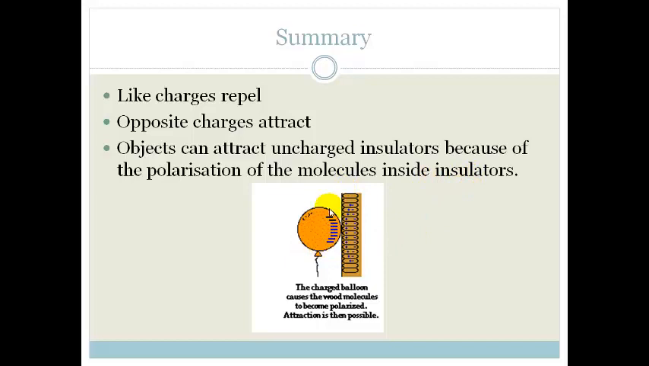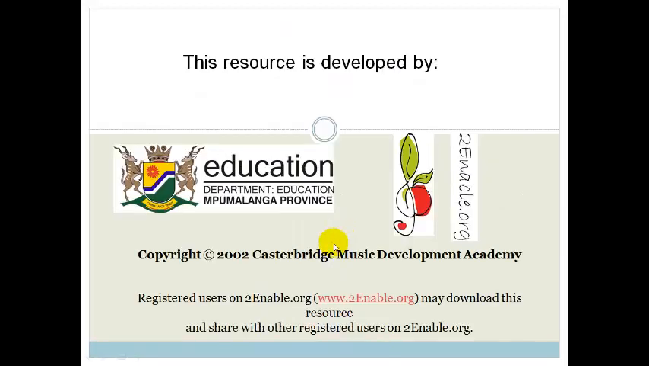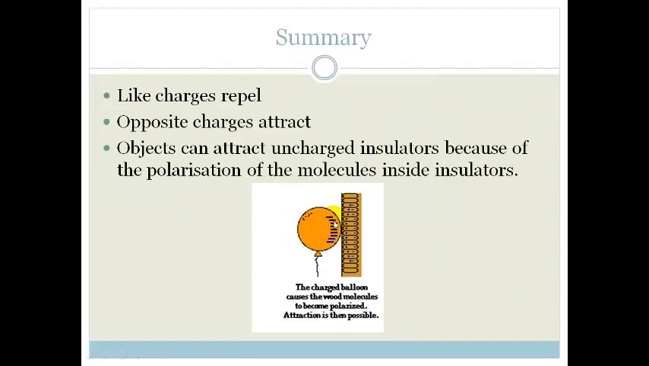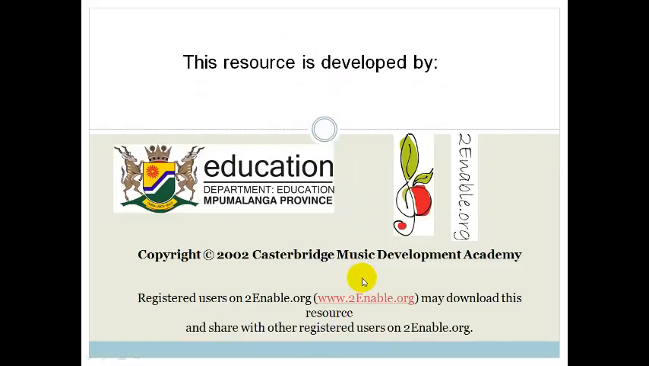There was this balloon, and these are the little molecules, and because the balloon is negatively charged, it causes the electrons to be repelled, and therefore the wall, inverted commas, looks like it is positively charged, and therefore they can attract each other. Right, and that is how the forces between electric charges works.